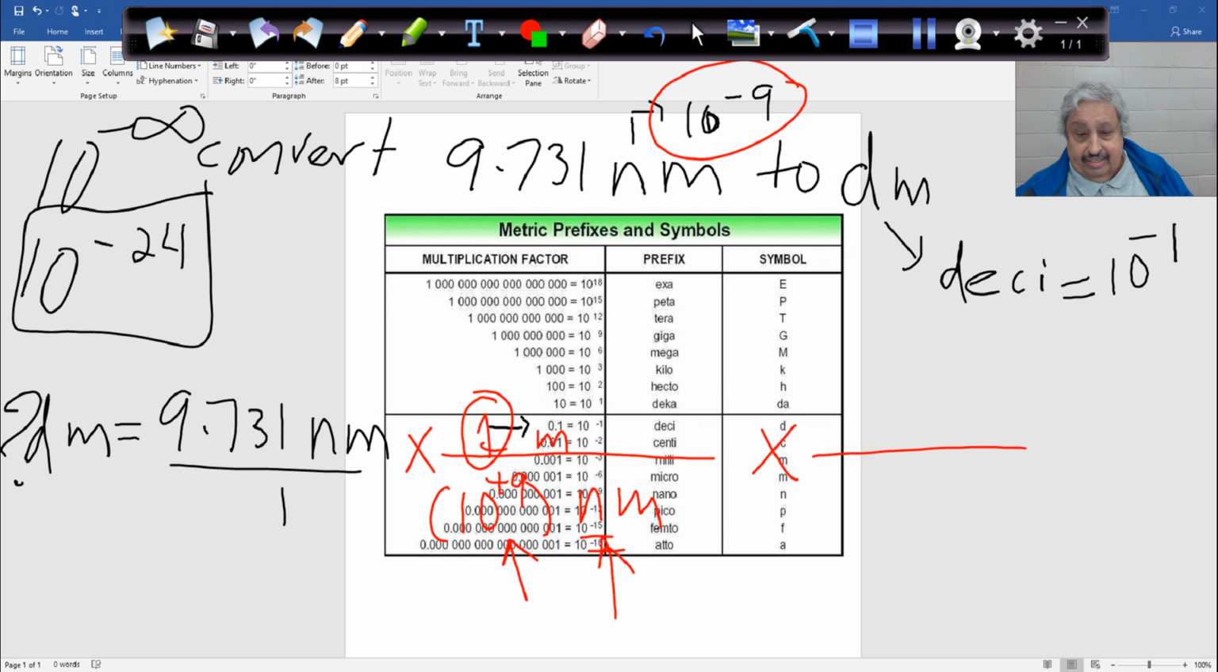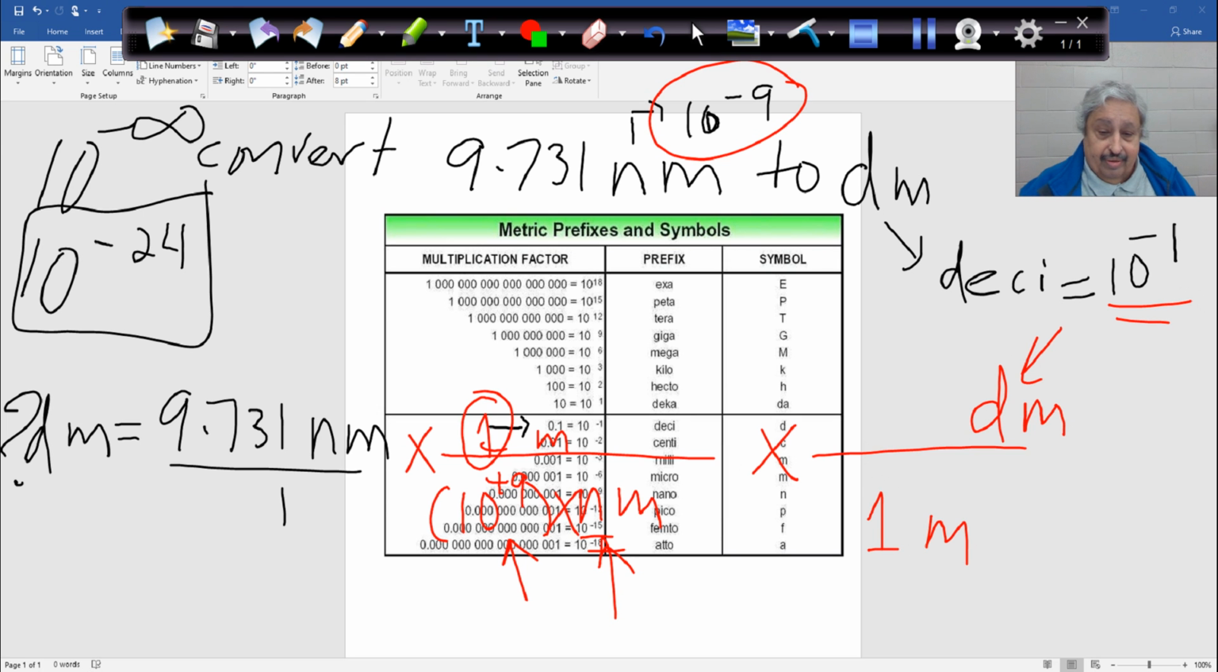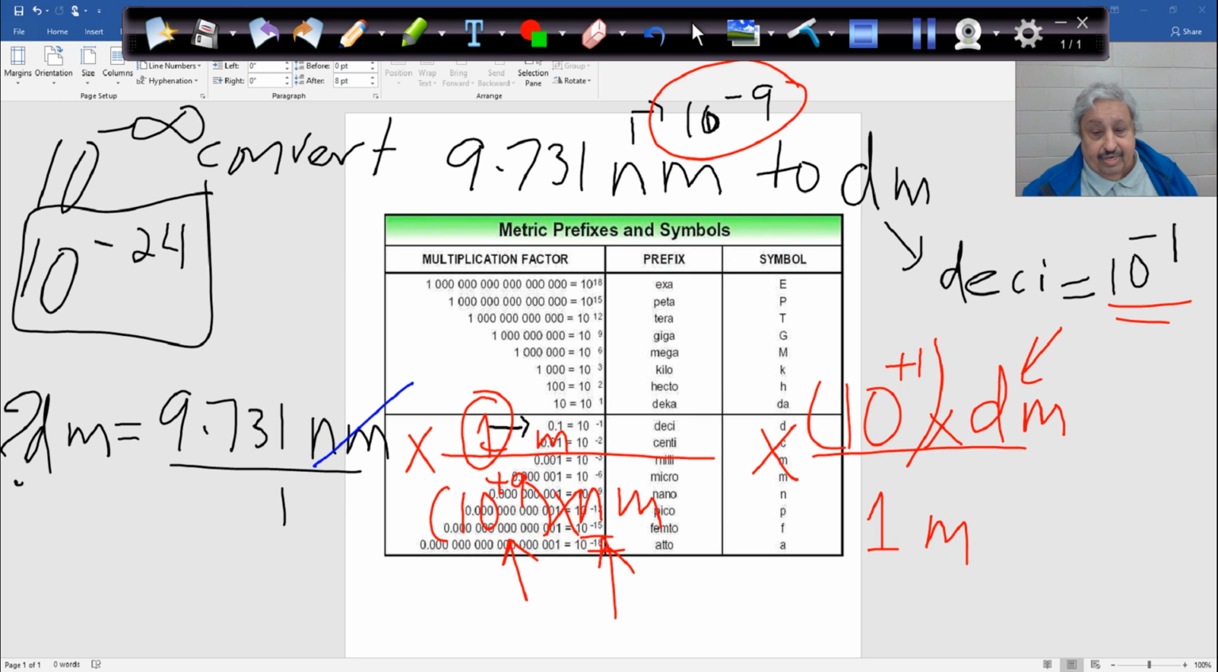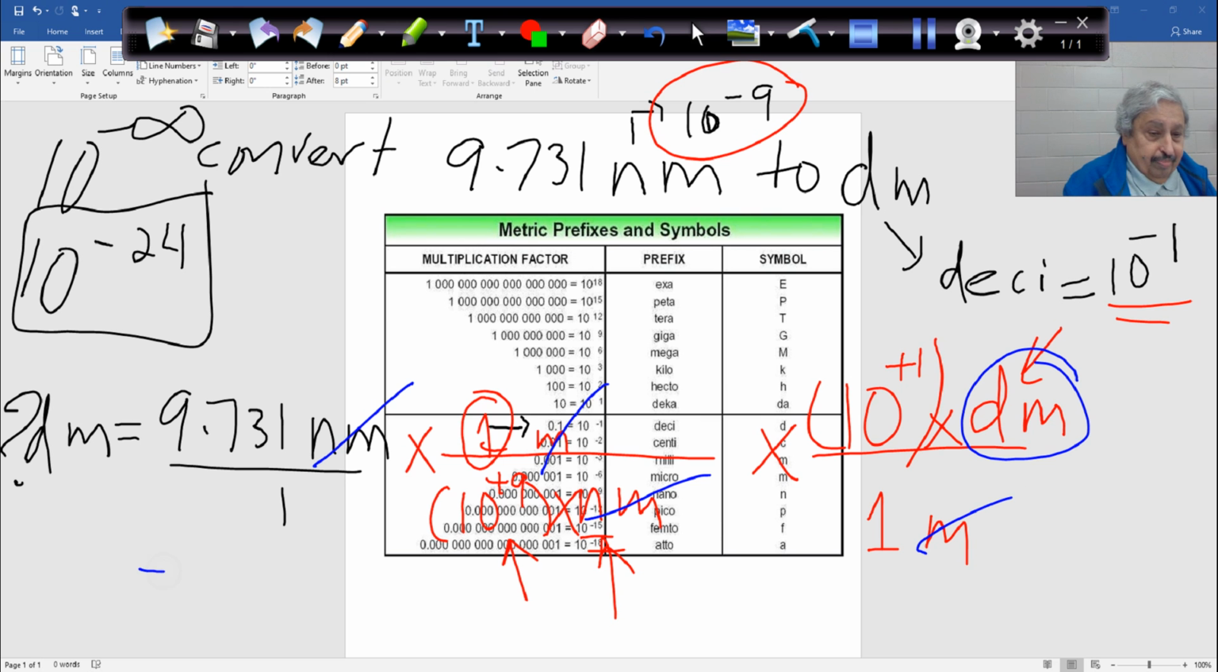Next is to get rid of the basic unit meter, and I'm looking for the decimeter. Decimeter is 10 minus 1. What should I put in front of it? 10 plus 1, correct? So then I come with the cancellation of basic units. Nanometer with the nanometer cancels out. Meter with the meter cancels out. The only left unit is whatever I'm looking for, decimeter, correct?